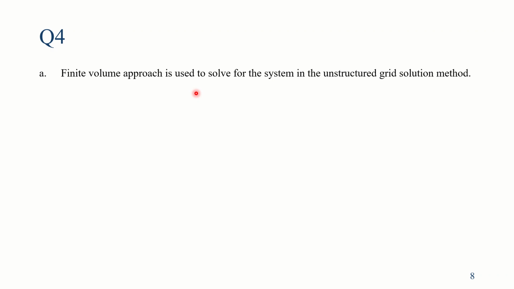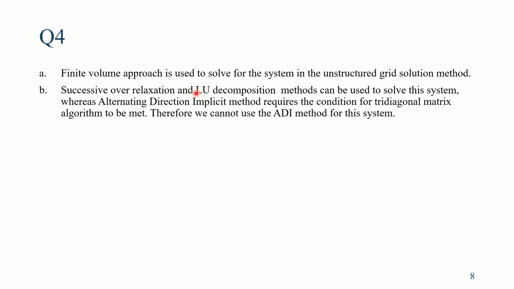The finite volume approach is used to solve for the system in unstructured grid solutions. For our case, it is an unstructured grid, and we are using the finite volume approach. Successive over relaxation and LU decomposition methods can be used to solve the system, whereas the alternating direction implicit method requires a condition for the tridiagonal matrix algorithm to be met.